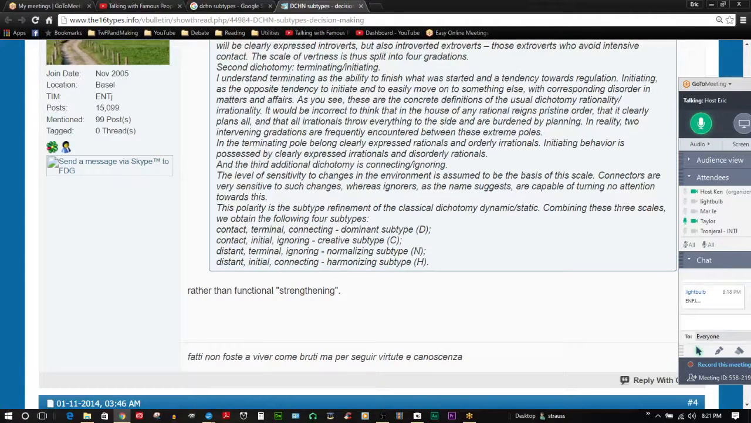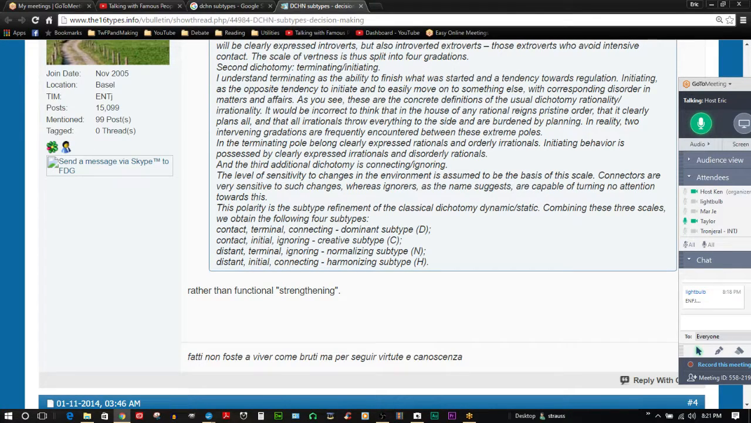Consider these three scales. We obtain the following four subtypes. If you are into contact, terminal, you like to finish things, and you're into connecting, you connect to your environment, then you're the dominant subtype. If you're contact, initiating, and ignoring, like me, on those three, then you're the creative subtype. If you're distant, terminal, ignoring, you're normalizing. And if you're distant, initiating, and connecting, then you are harmonizing.